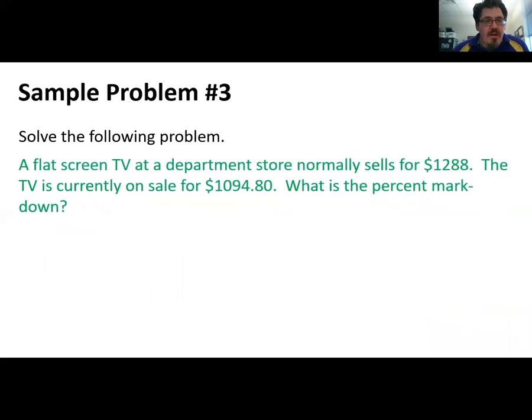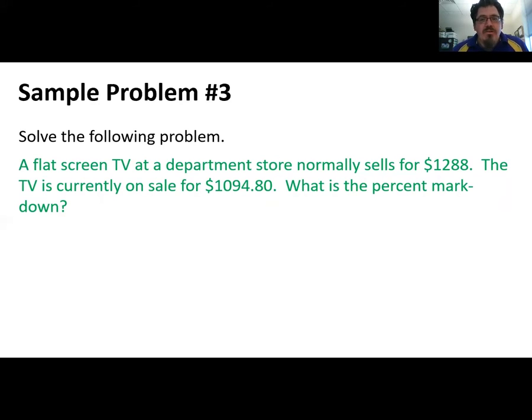This time we know what the normal price is. So normally a flat screen TV sells for $1,288. It's on sale for $1,094.80. What we want to figure out is how much it was marked down. So in the first problem, we figured out what the sale price was. In the second problem, we figured out what the original price was. In this problem, we're figuring out the percent.